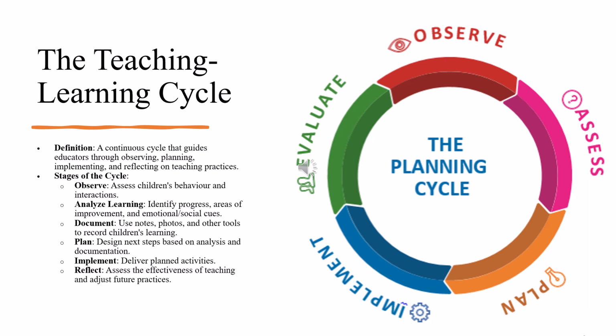Number 4, plan. Design activities based on your analysis. Number 5, implement. Carry out the planned learning experiences. Number 6, reflect. Think about what worked and what did not and adjust accordingly. This cycle ensures our practice remains child-focused and informed by real data.